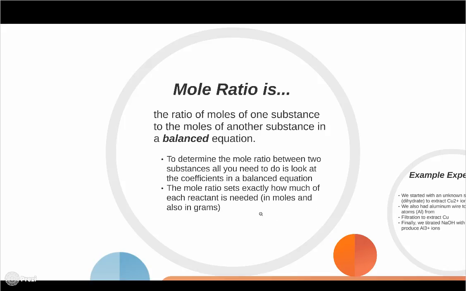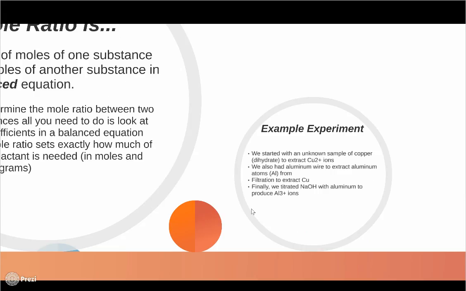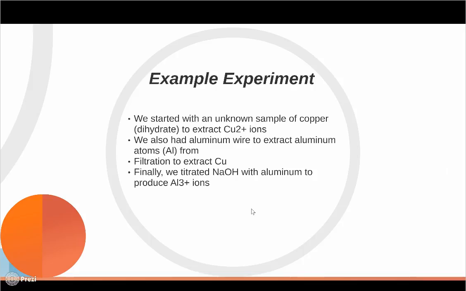Moles can be used to measure the amount of substance needed, but also we can take those moles and convert them to mass, grams, and from there we can also find the amount needed of a specific substance.